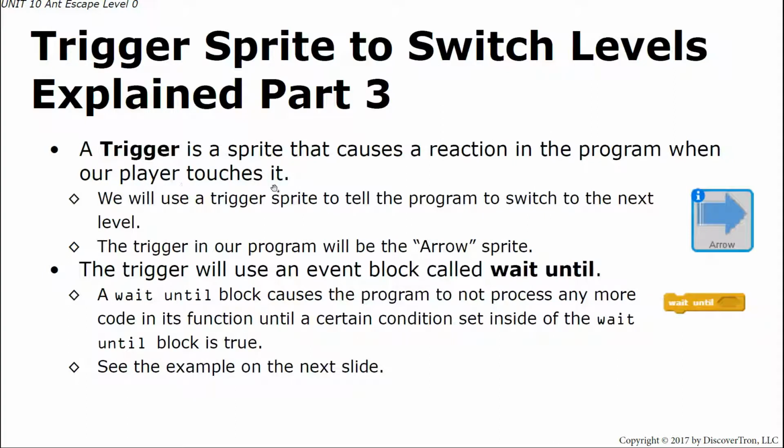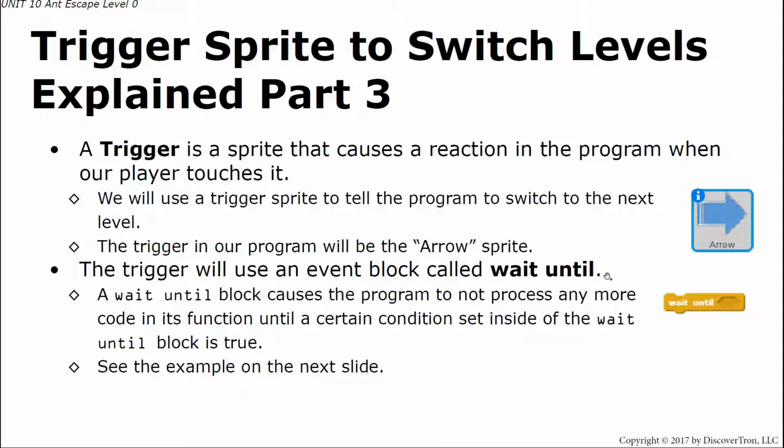Our trigger is a sprite that causes a reaction in the program when a player touches it. We will use this trigger, the arrow, to tell the program to switch to the next level. So whenever the player touches the trigger, as you saw in the video, it's going to switch the level, which will send a message out through the program that causes all the other sprites to change their location or change their costume and their location, all through one message that comes out.